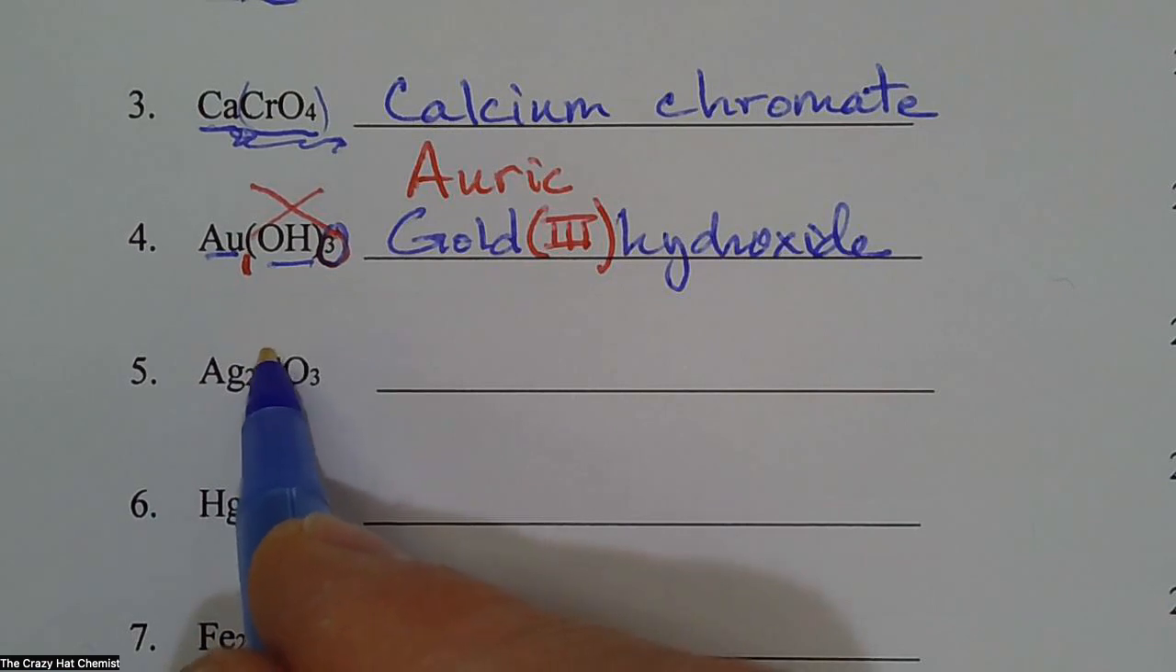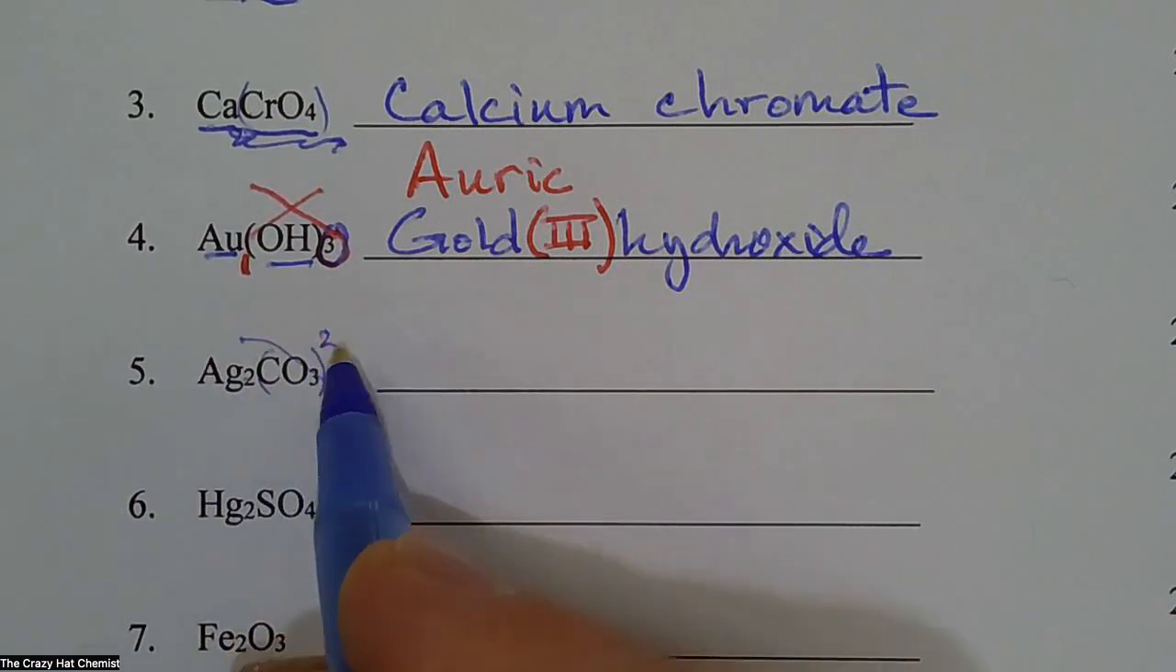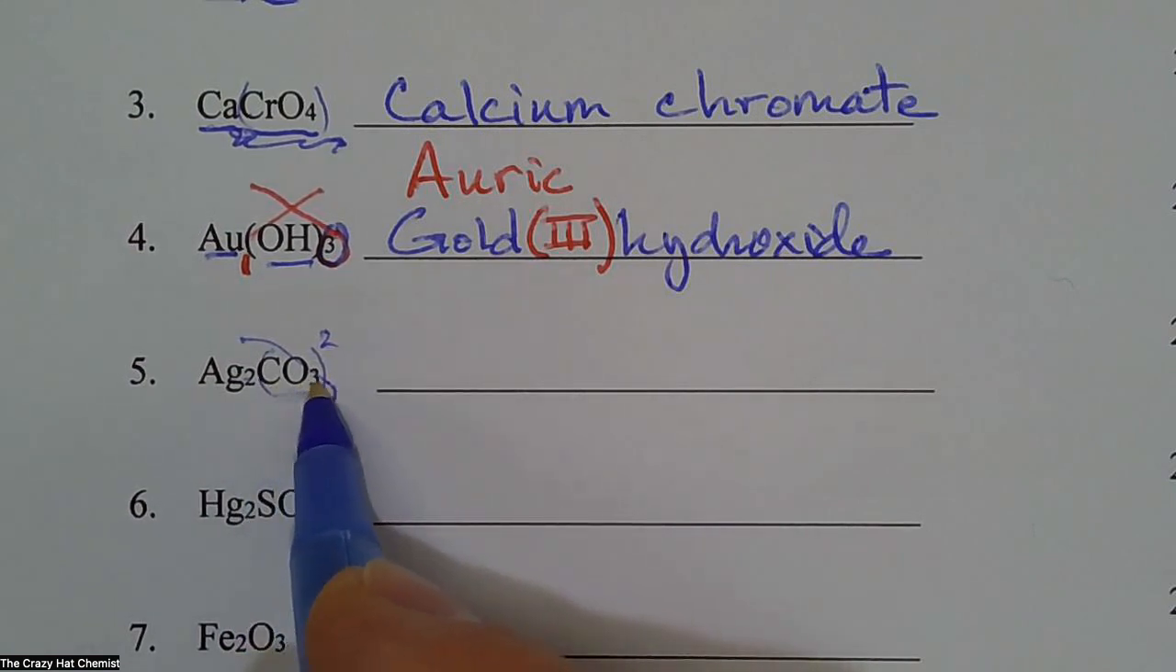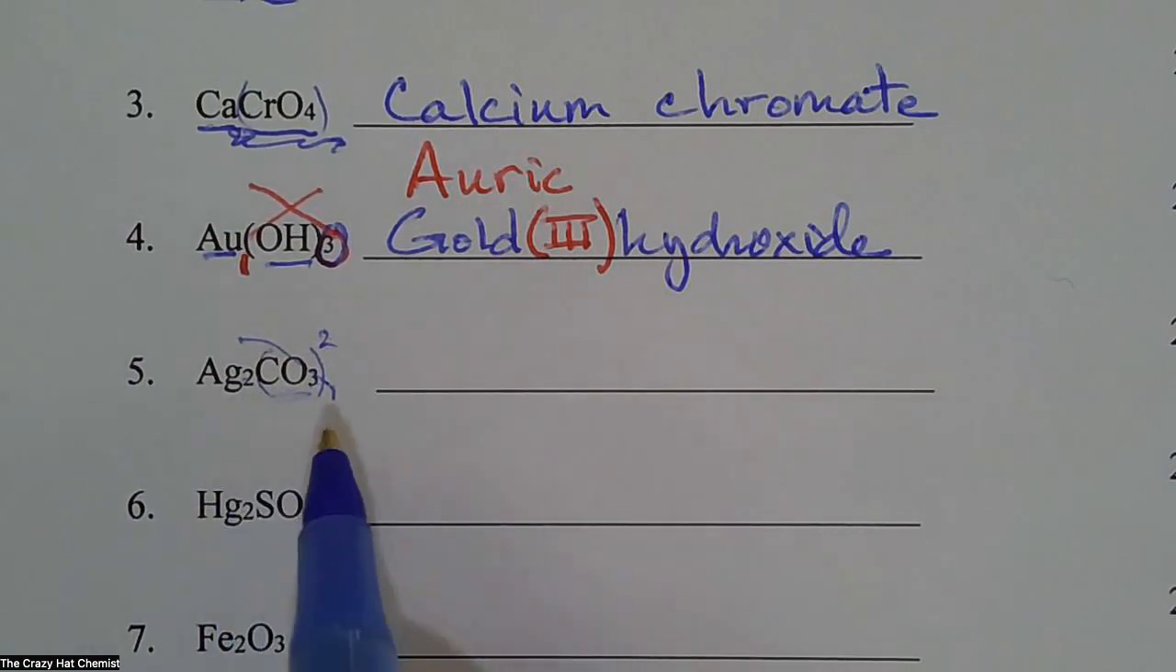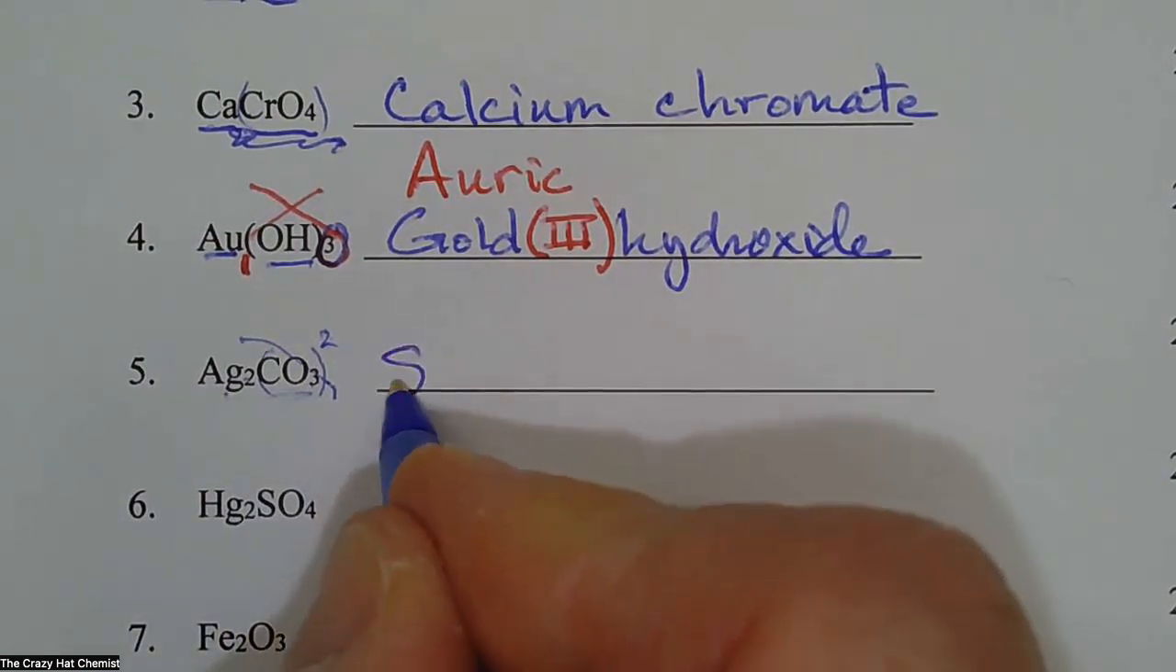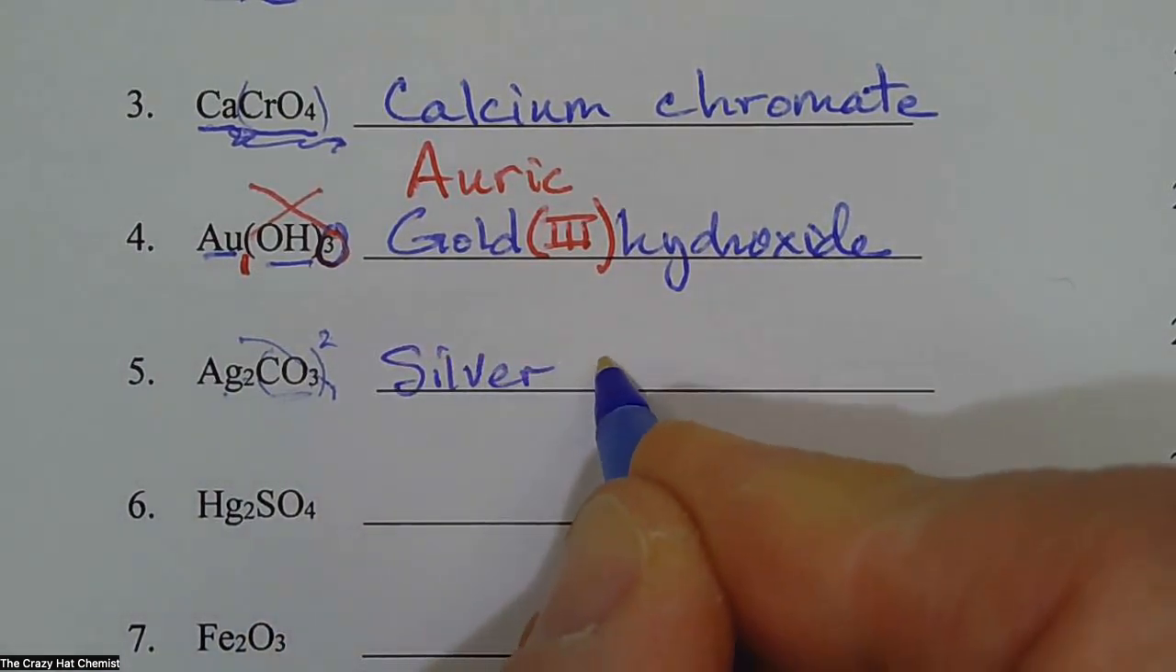Ag2CO3. Okay, and there's an imaginary parentheses around here and a 1. That 1 comes up, this 2 comes up. That tells you that this is CO3 2-. That's carbonate. This is silver. So silver carbonate.